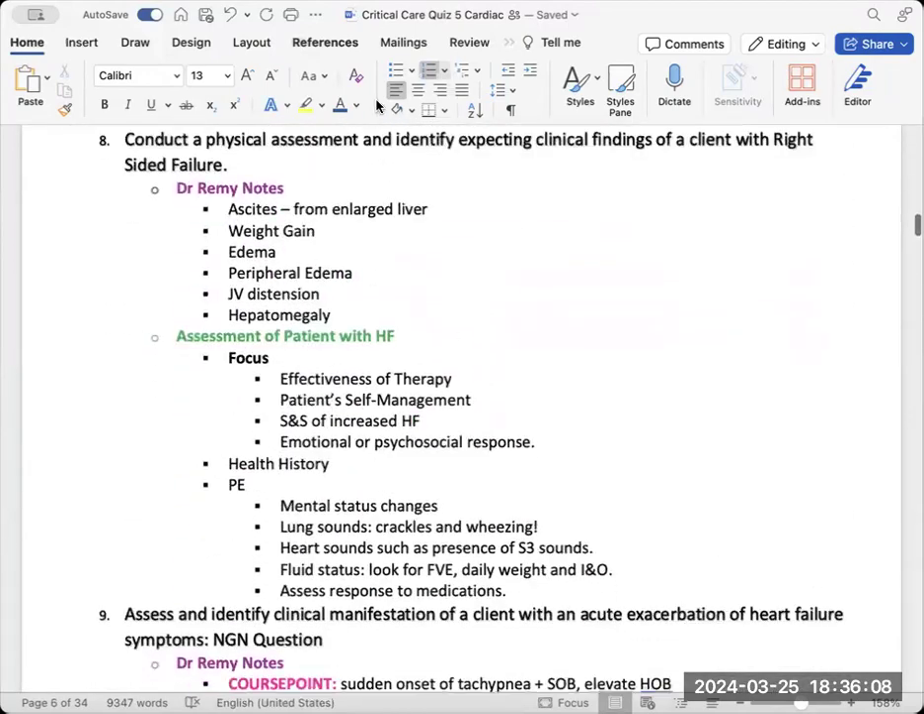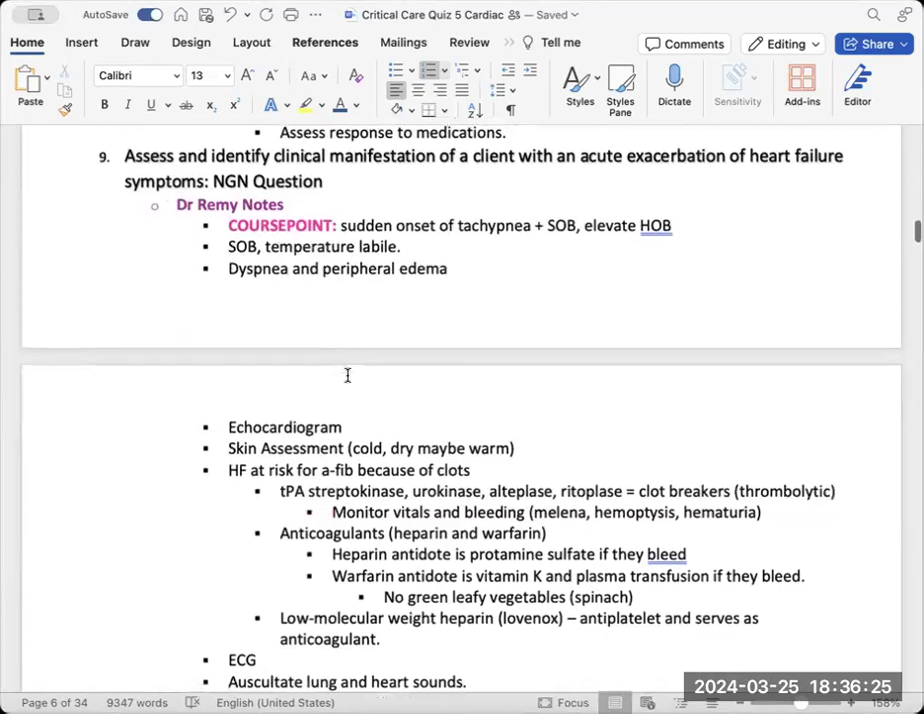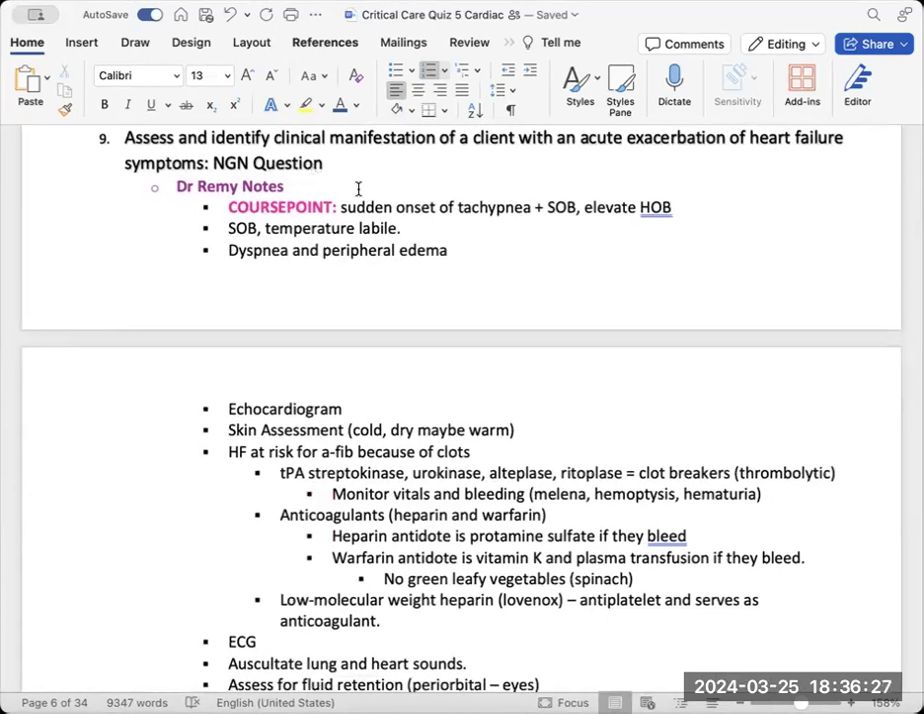Okay. The next question is to conduct a physical assessment and identify expected clinical findings for a client with right-sided heart failure. We're not going to get into that already, but remember, right-sided means systemic, and you could think of those symptoms because we already spoke about them. The next question is to assess and identify clinical manifestations of a client with an acute exacerbation of heart failure.